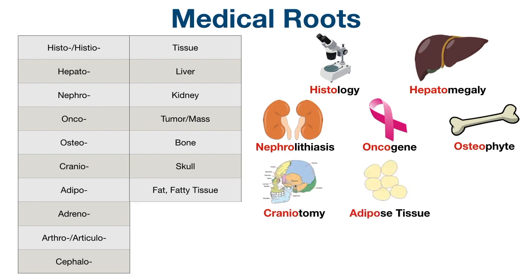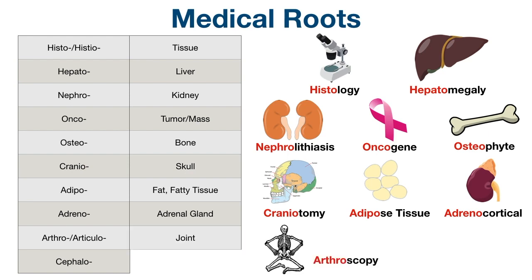Next is adipo, which refers to fat or fatty tissue. Another way of saying fatty tissue or body fat is adipose tissue, which is the connective tissue consisting of lipid-rich cells. Adreno refers to the adrenal glands. It's easy to remember because adreno and adrenal sound similar. For example, adrenocortical refers to the outer layer of the adrenal gland.